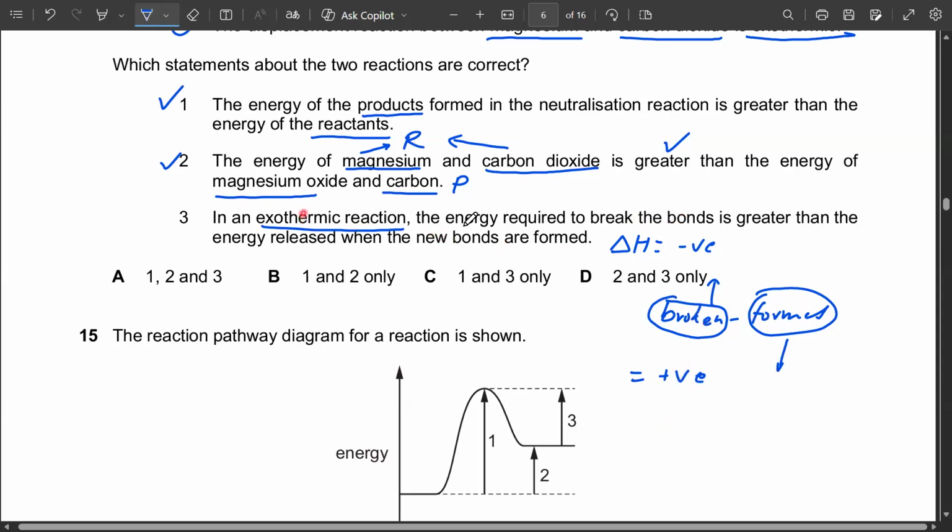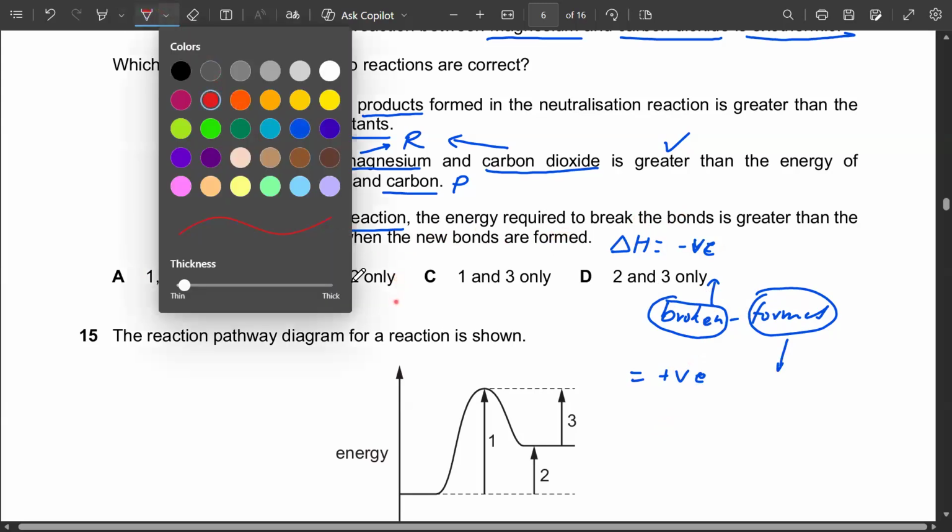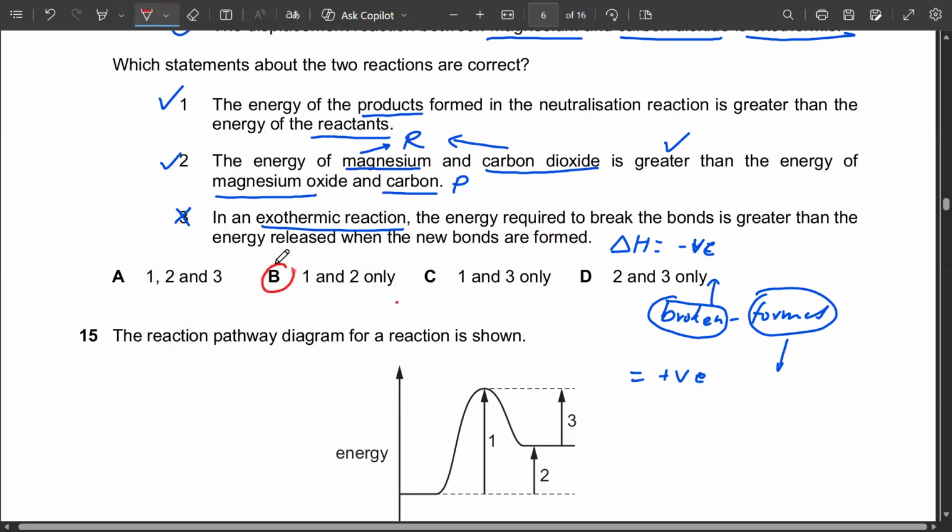However, for an exothermic reaction, the enthalpy value is negative. So they are contrasting with each other. That means the third statement is not a correct statement. That's why only the first and second statements are correct, which means B is the correct option.